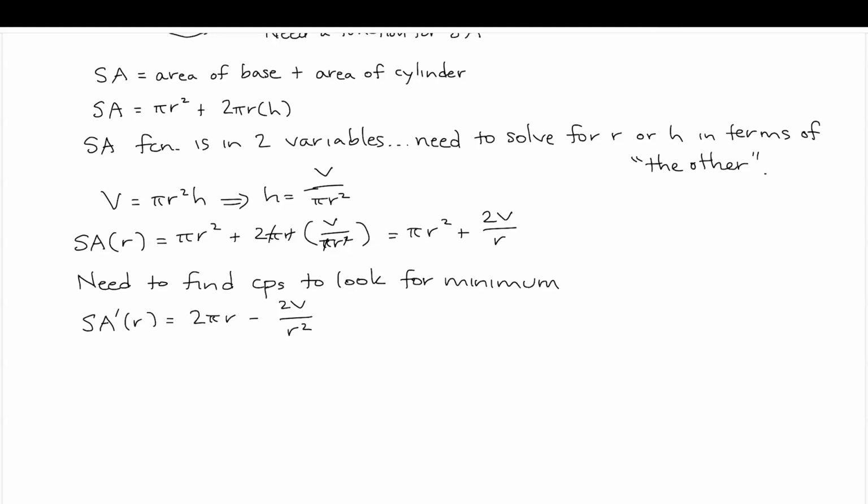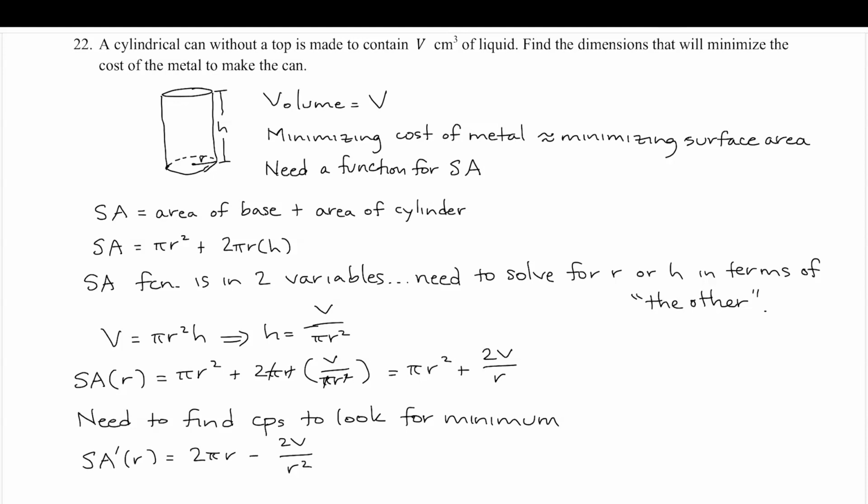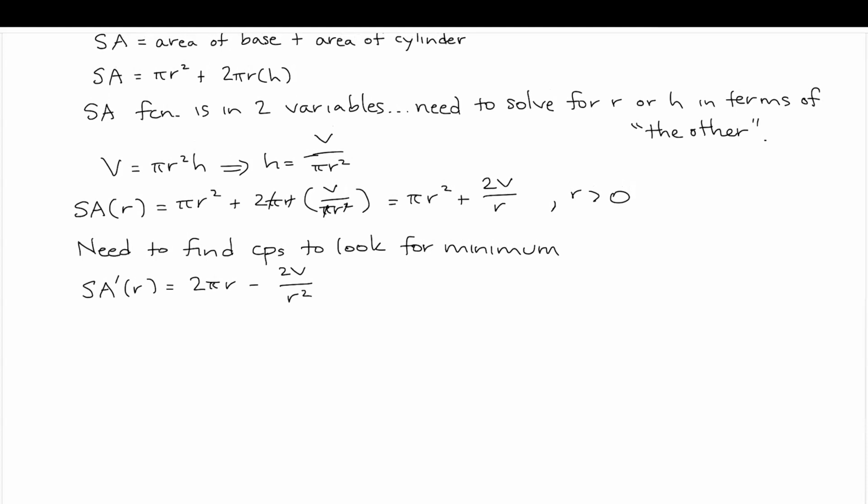Now remember that critical points are where the first derivative is 0 or undefined, but they have to be in the domain of the original function. So once again, r equals 0 is where the surface area derivative is undefined, but r equals 0 is not in the domain of the surface area function. Surface area function is undefined when r is 0, and as in the previous example, this situation doesn't really have a context. If r is 0, then there's no can, so we can't really work with that. So we should make a note that we're talking about positive radius only.